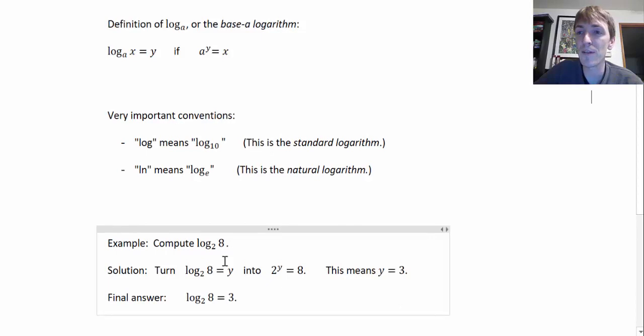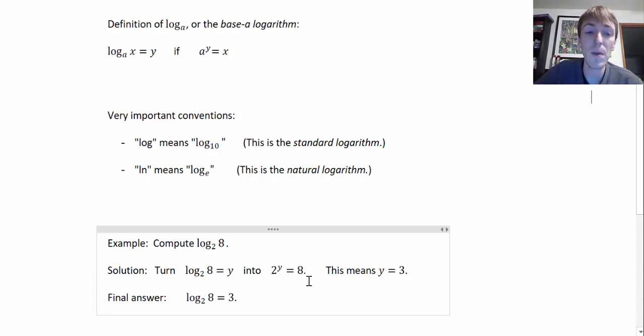So let's do an example of computing a log. I want to compute log base 2 of 8. To do that, I'm just going to use that definition, and I'm going to turn this into a problem with exponents. So first what I do is I give a name to the thing I'm trying to compute. I give that name y, like for output. So I'm going to start with the equation log base 2 of 8 equals y, and I want to solve for y. So I'm going to turn that equation into an exponential equation.